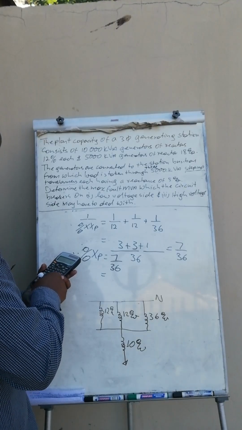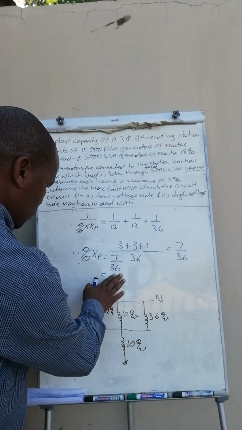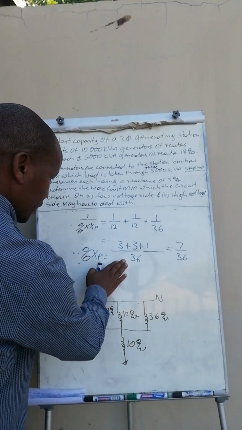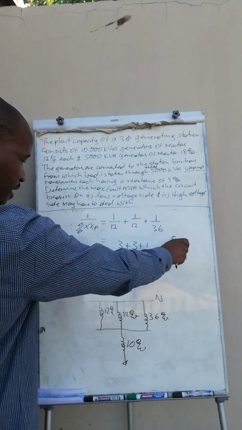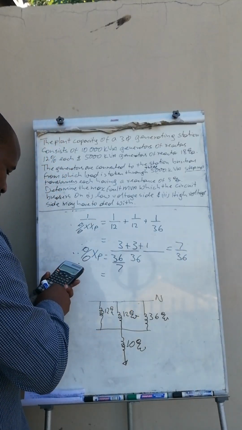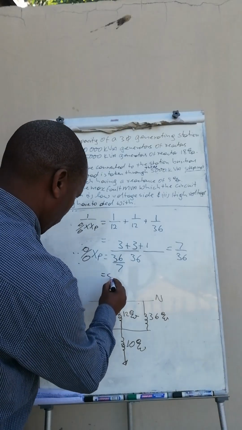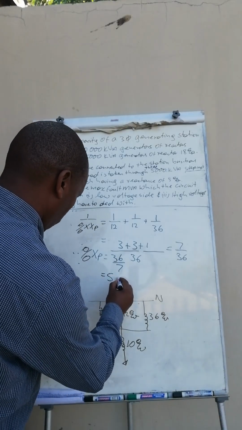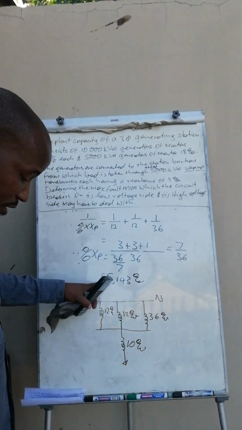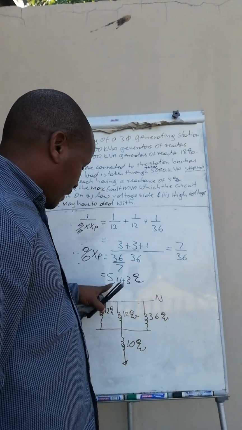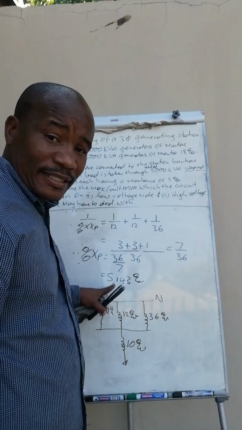Oh, I have to juxtapose it. Sorry, I really apologize. This should now be 36 divided by 7. I swapped it around. It should be 36 divided by 7. I really apologize, guys. It is 5.143%. This is the total reactance of the parallel branch.